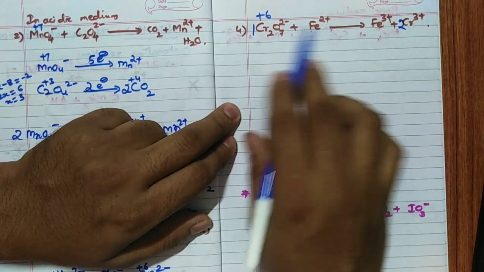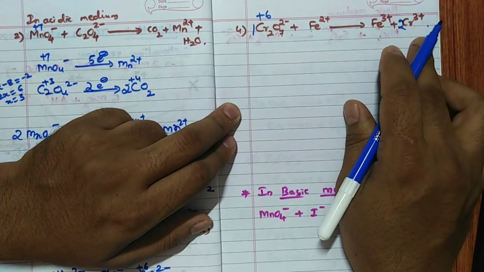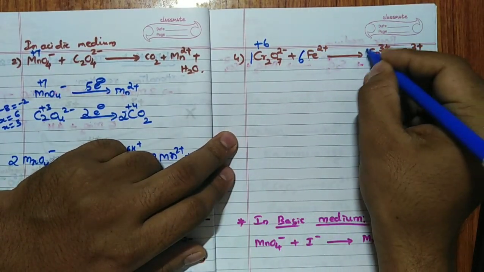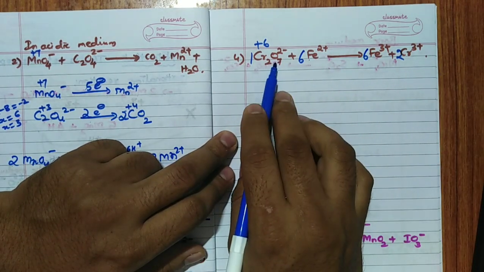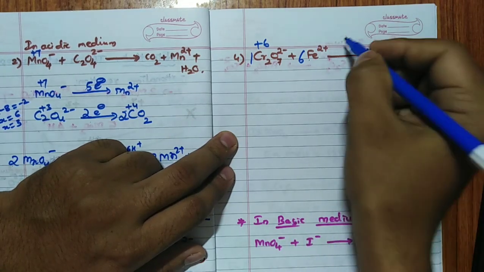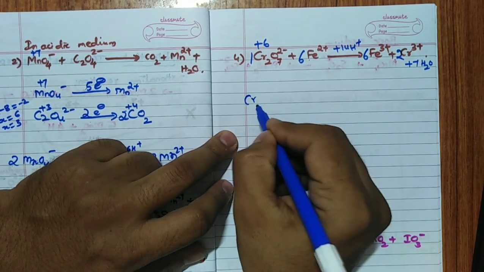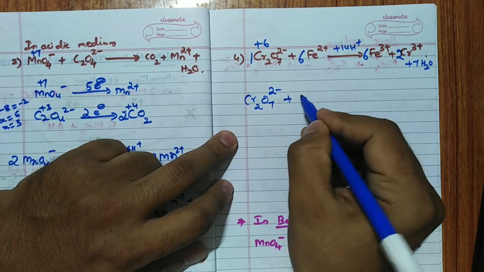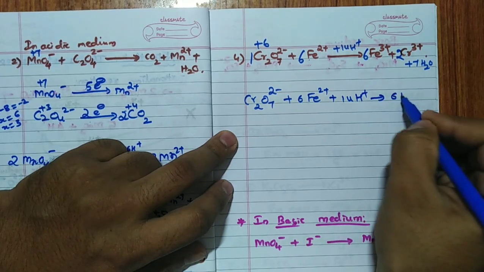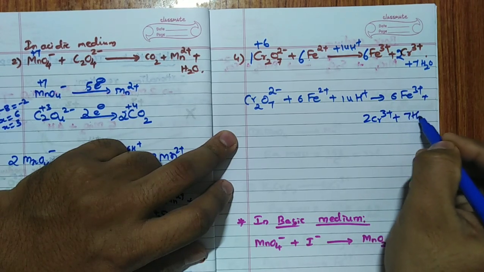2 to 3, 1 unit change, so multiply this 1 and this 1. But 2 Cr is there, so Cr plus 6 to plus 3 means 3 unit change, but remember 2 Cr is there, 6 unit change, so multiply 6 here, 6 Fe. Now balance oxygen: 7 oxygen here, here there is no oxygen, hence I have to write 7 H2O, which means 14H+. If you have not understood, listen once again. The balanced chemical equation is Cr2O7 2− plus 6Fe2+ plus 14H+ gives 6Fe3+ plus 2Cr3+ plus 7H2O.